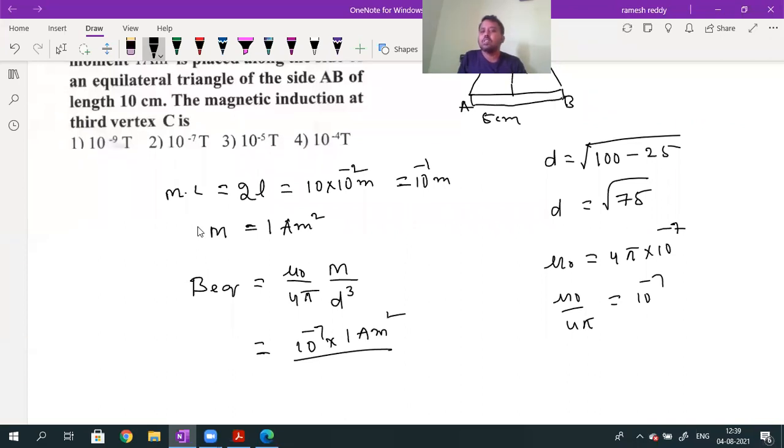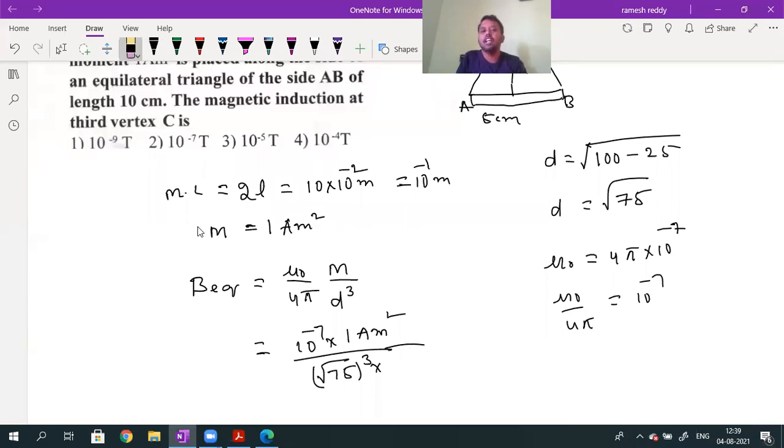the distance, which is given by root 75 centimeters. So root 75 whole cube is there, the D value. Root 75 whole cube into centimeters. Whatever answer I get is in centimeters. If I want to write the answer in meters, that is into 10 to the power of minus 2 meters. Correct?